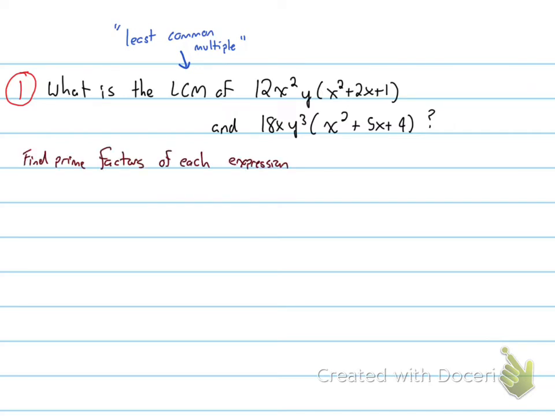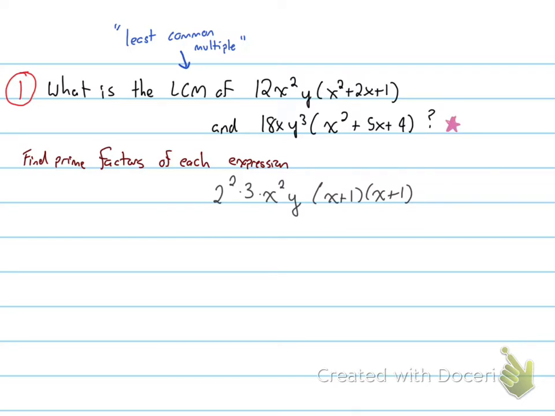So for 12, I'm going to do the prime factorization. Remember, I just keep dividing till I'm left with prime numbers. So I have 4 and 3. That simplifies to 2 and 2. So 12 I can rewrite as 2 squared times 3. The x squared and y are just going to go there. And then x squared plus 2x plus 1, I'm going to write in factored form. Two numbers that multiply to give me 1, add to give me 2, will just be positive 1 and positive 1. So I'd write it like that.